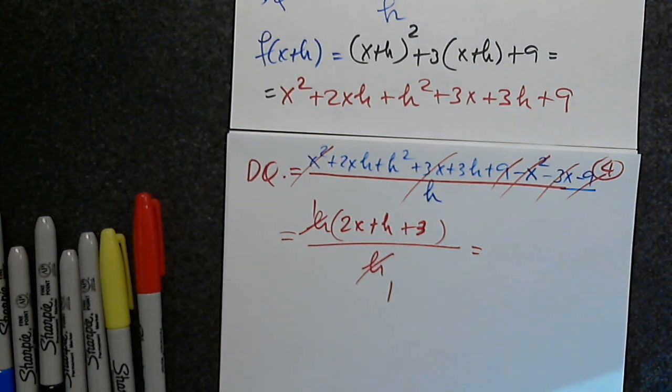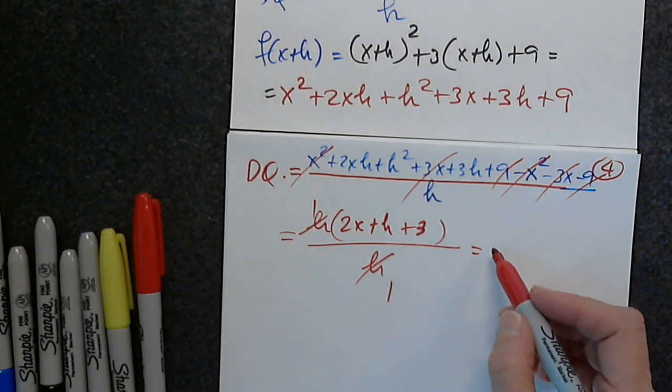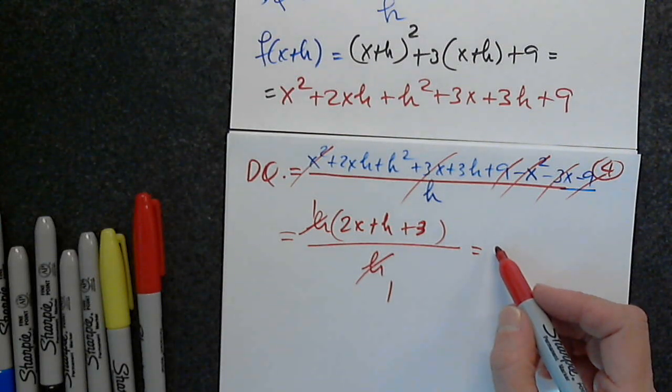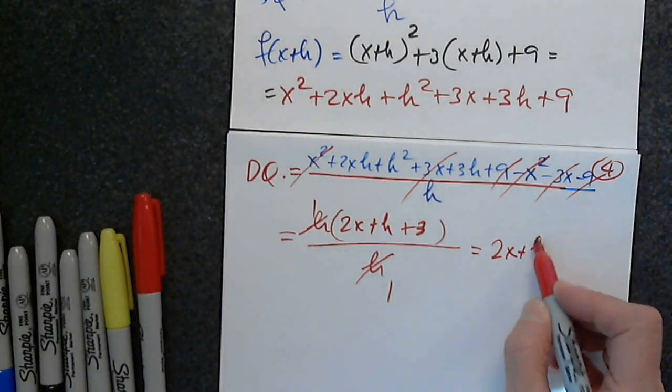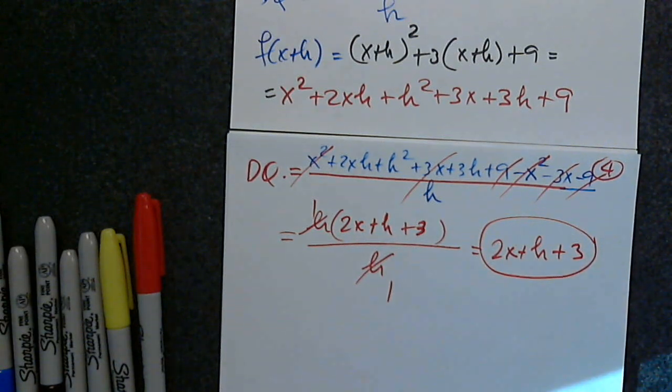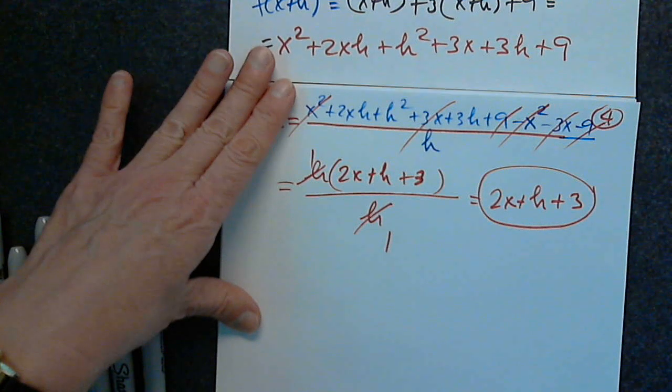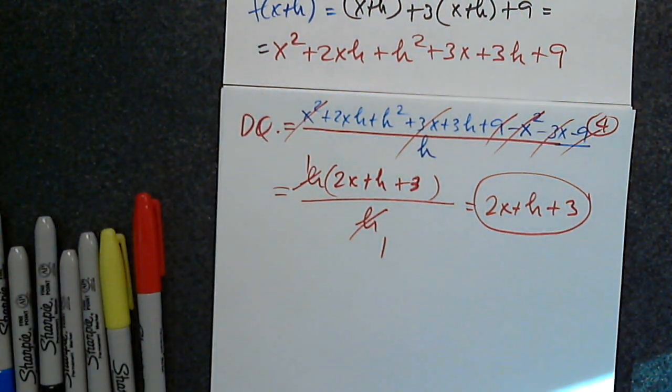What is the simplified form of the difference quotient? 2x plus h plus 3. That's it. Can we cross the difference quotient off the list? Do we need another example? Are we okay with the difference quotient? Okay, so now let's look at the list and choose the next topic.